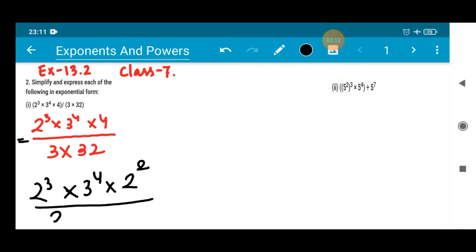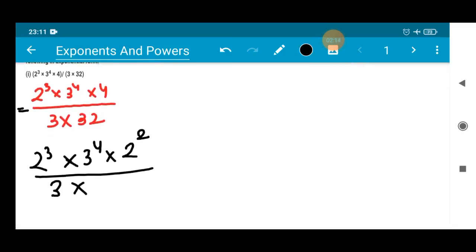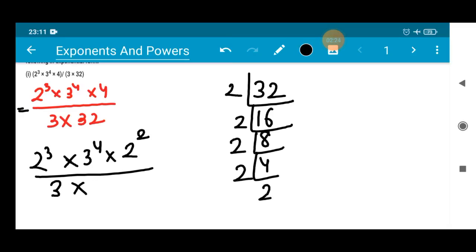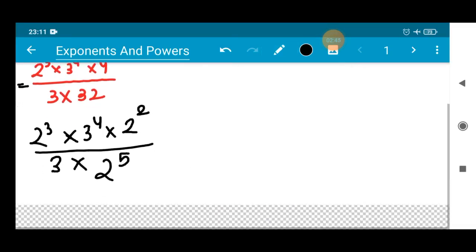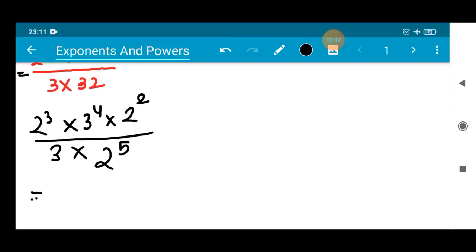Similarly, 3 is in its prime form only, but 32 is not in exponential form. So let us convert this using the prime factorization method. 2 sixteens are 32, 2 eights are 16, 2 fours are 8, 2 twos are 4, 2 ones are 2, right? In every sum, try to convert into its prime number form. How many 2s can you see? 1, 2, 3, 4, 5. So I can write it as 2 to the power 5. 2 to the power 5 is the exponential form of 32, right?